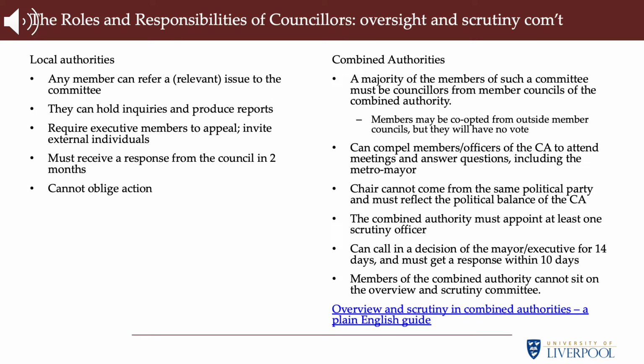The Overview and Scrutiny Committee will be able to call in a decision of the mayor or executive for 14 days. The mayor or executive must respond to any recommendation following a call-in within 10 days of the call-in taking effect, and members of the combined authority cannot sit on the Overview and Scrutiny Committee. However, the effectiveness of scrutiny and the ability of councillors to undertake these roles effectively depends on it being well funded.